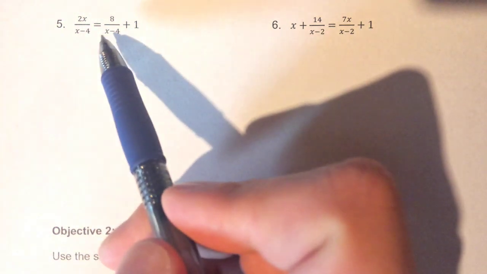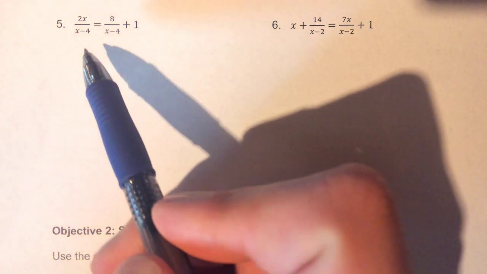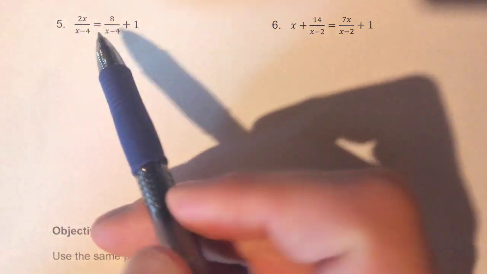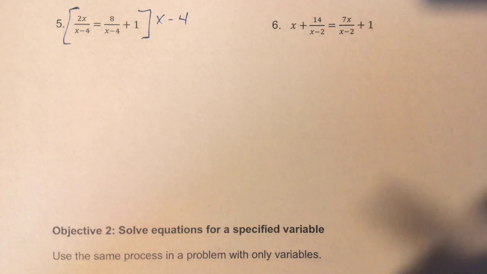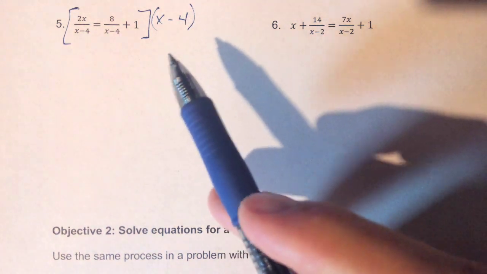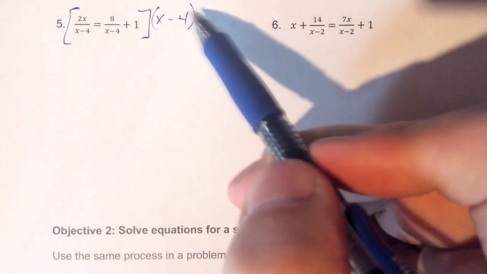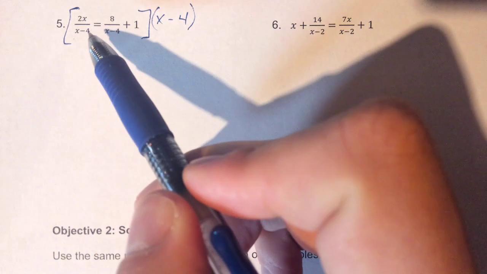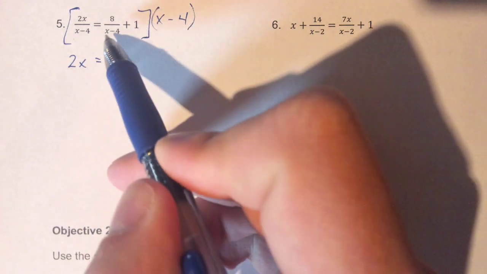Okay, this one's nice and easy. What is the common denominator between all of those fractions? Well, clearly it's just the x minus 4, because that's the denominator for everything that has a denominator. So we're going to multiply by x minus 4 to the whole equation. So those x minus 4's would cancel, leaving us with the 2x. I'd have my equal sign. Those x minus 4's would cancel, leaving us with 8.